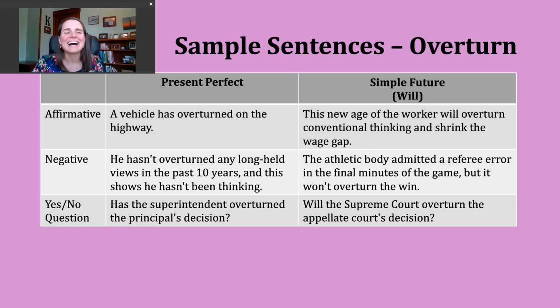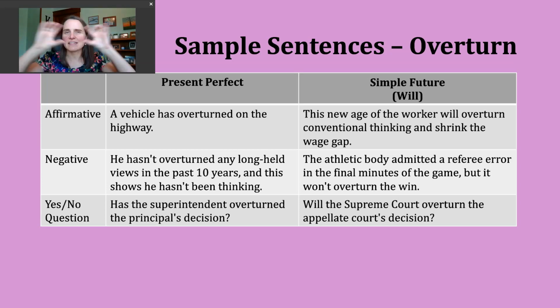Now let's talk about negative sentences in the simple future. To do this, again, we start with a subject, we use will not, and then the base verb. Will not can be shortened into the contraction won't, W-O-N apostrophe T. Let's take a look at an example of this. The athletic body admitted a referee error in the final minutes of the game, but it won't overturn the win.